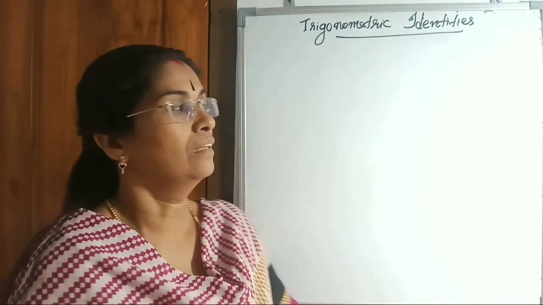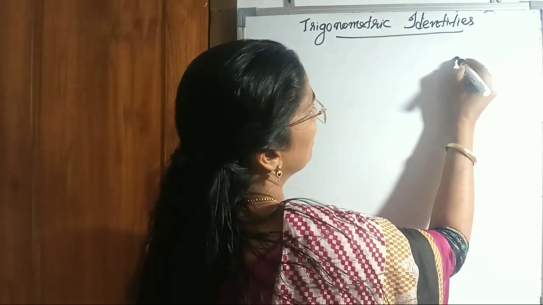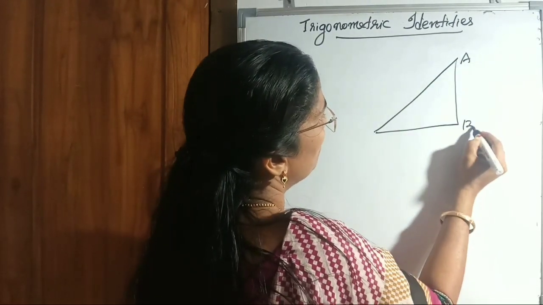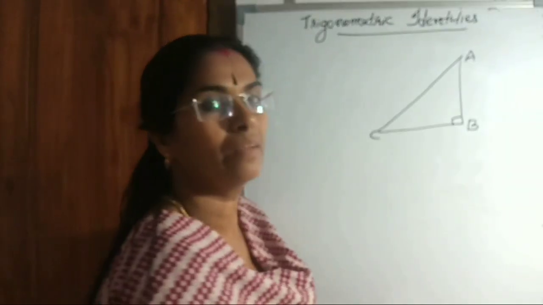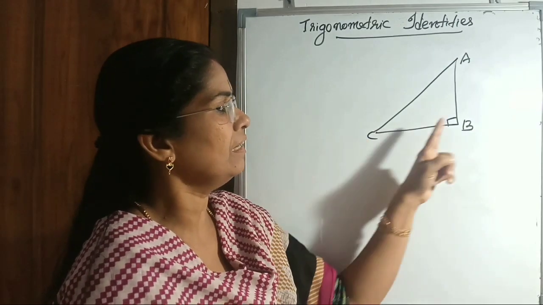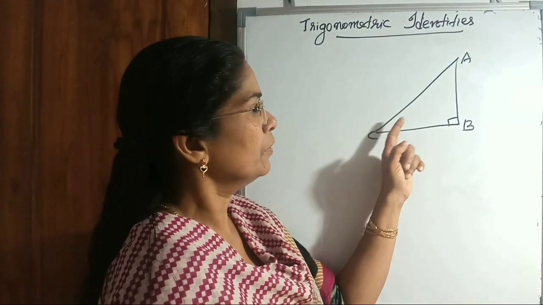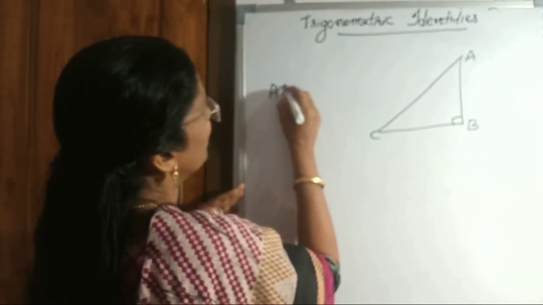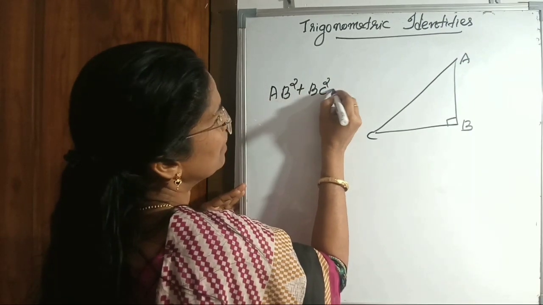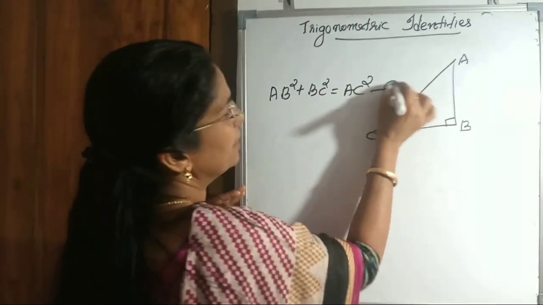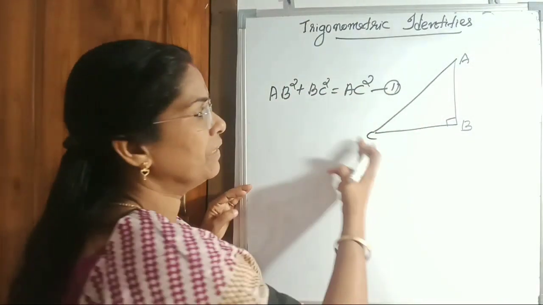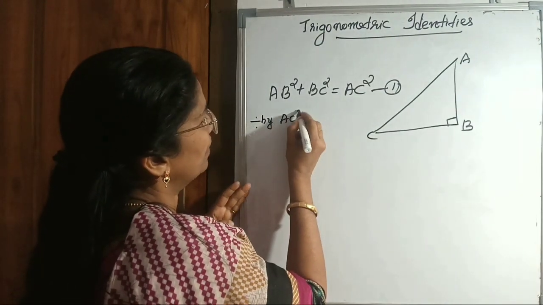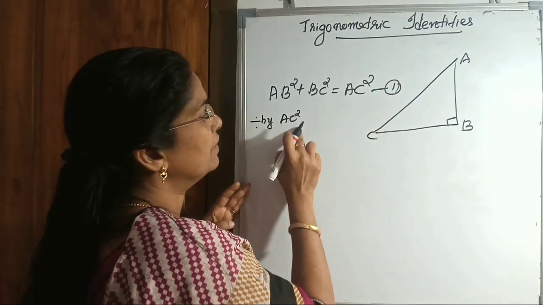For this, you have to take one right angle triangle, ABC, right angle at B. Now in a right angle triangle, by Pythagoras property, we can say AB square plus BC square is equal to AC square. We can take it as equation 1. Now we divide equation 1 by AC square, so all the terms we divide with AC square.